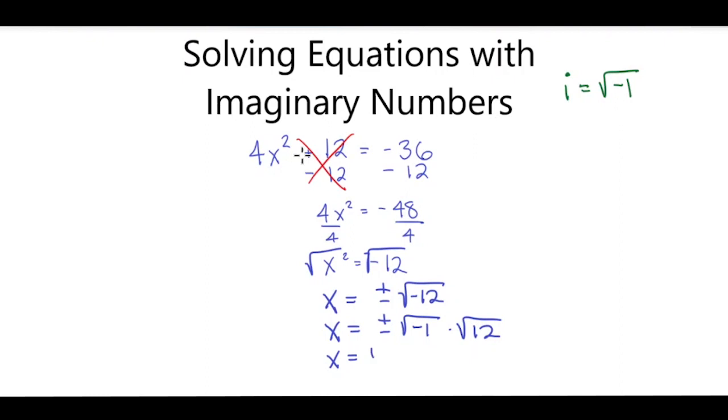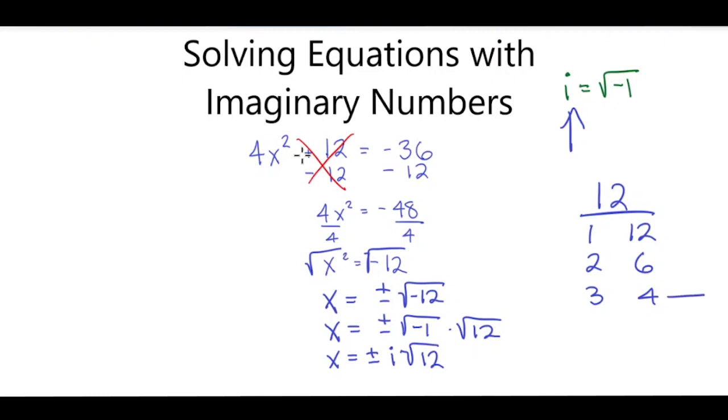And then x equals plus or minus. Remember, the square root of negative 1 we can rewrite as i times the square root of 12. Well, we have a situation with the 12 here because 12 can be factored. Now, the factors of 12 are 1 and 12, 2 and 6, and 3 and 4. Okay? Are there any factors of 12 that you know the square root of?